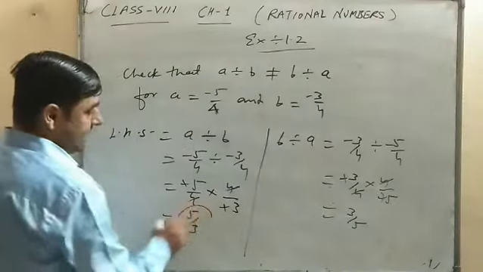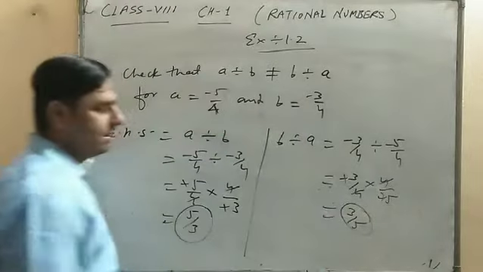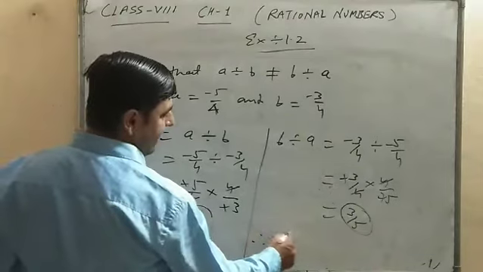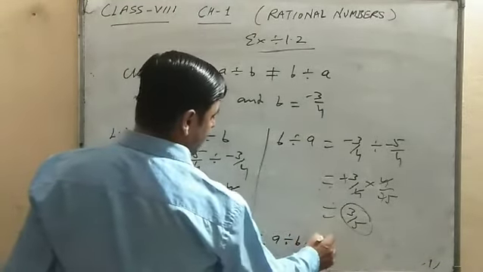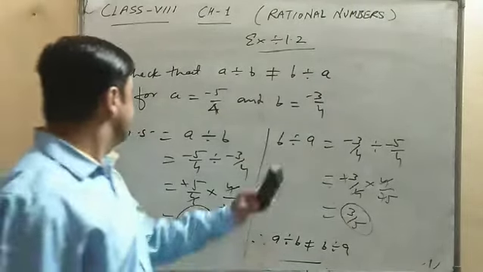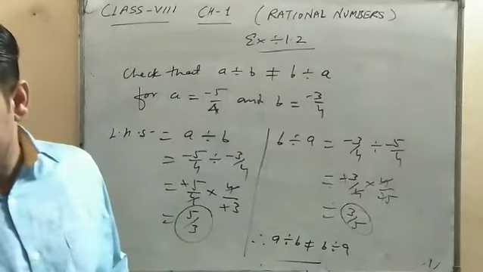So now you can check, in the left hand side the resulting number is 5 by 3, and in the right hand side the resulting number is 3 by 5. So both numbers are different. Therefore A divided by B is not equal to B divided by A. Hence proved.